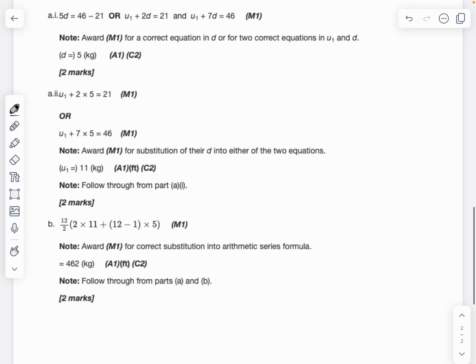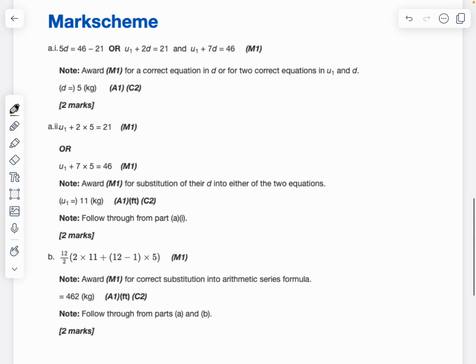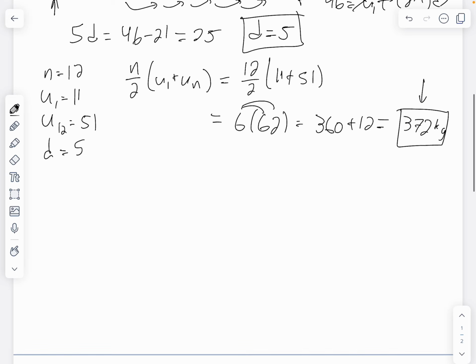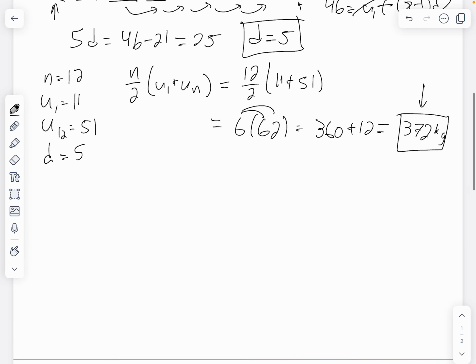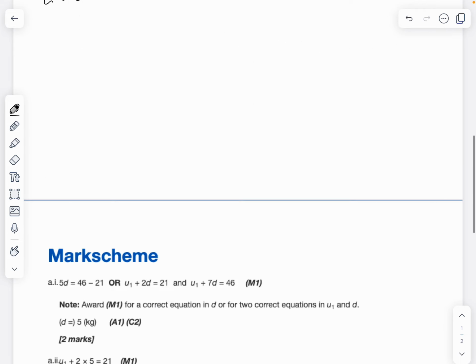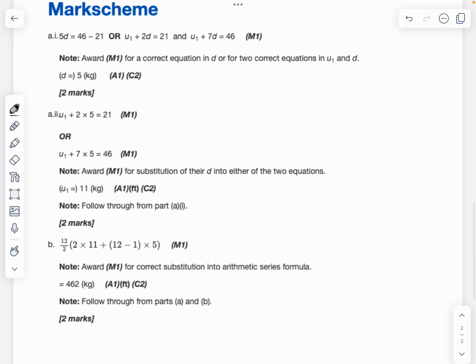How'd I do? 462. Uh-oh. I did not get the right number. Did I multiply wrong? Let's see. 11 and 51 are indeed 62. 51 is the last one. How did I get this wrong? 6 times 60, 360. And 12. What did they do? Let's see.